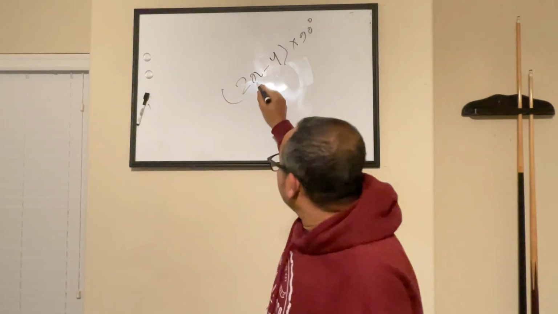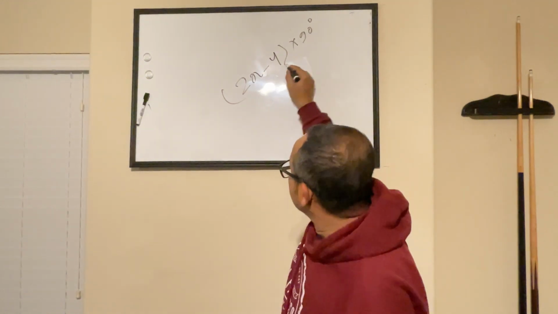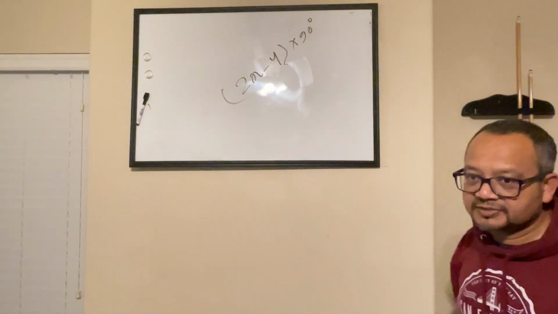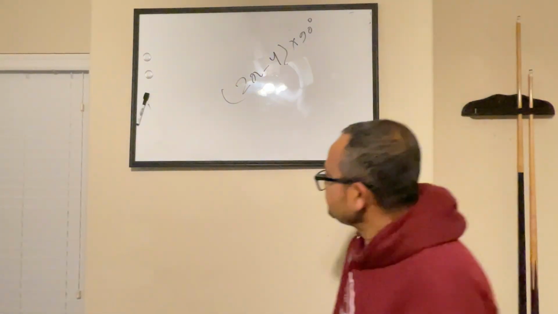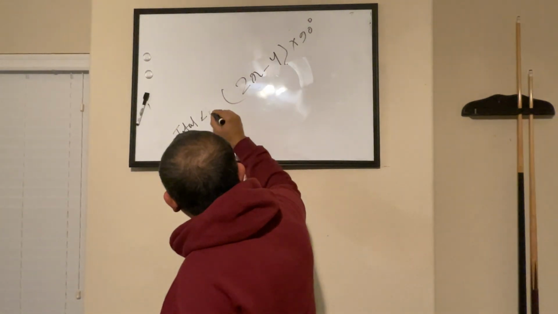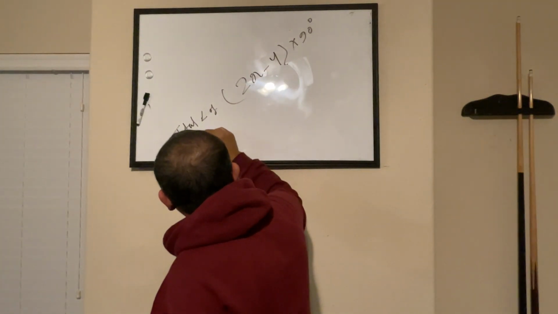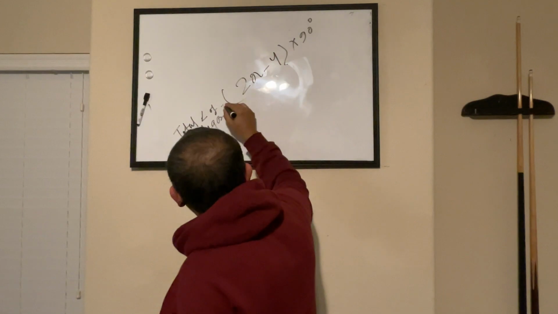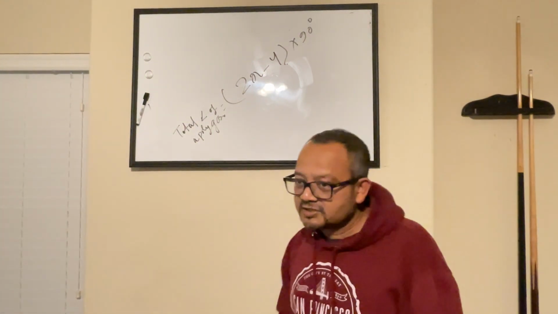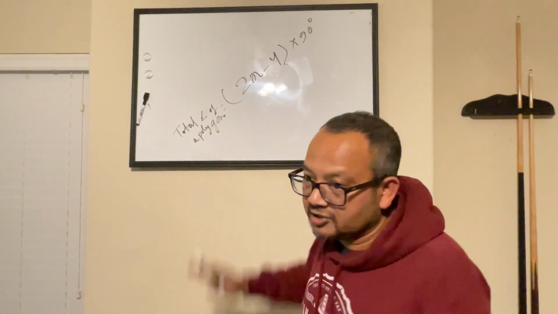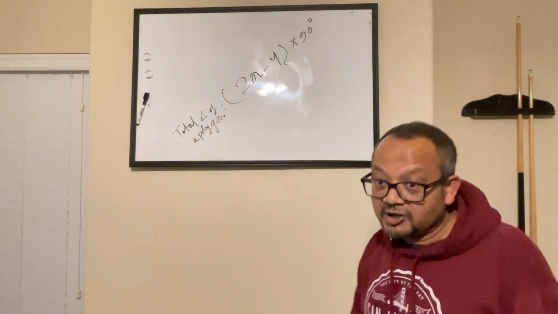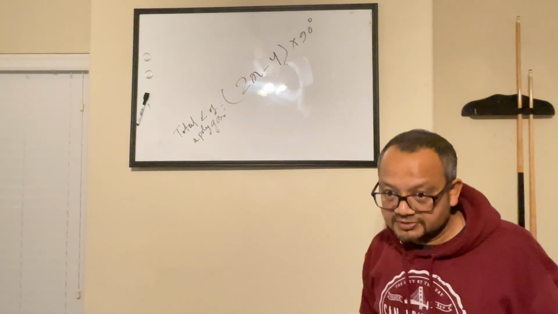2 into n minus 4, inside the bracket, multiplied by 90 degrees. Okay. This formula gives the total angle of a polygon: 2 into n minus 4 into 90 degrees. Now, polygon means anything which has more than two sides.